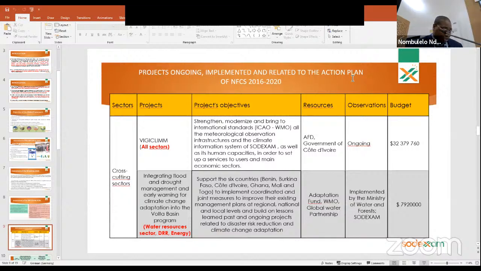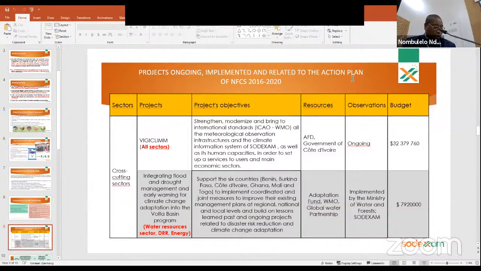Now, I'm going to present, during the implementation of the national framework, some projects which are funded by our partners, and the action plan. This is the action plan we elaborated to have these projects.